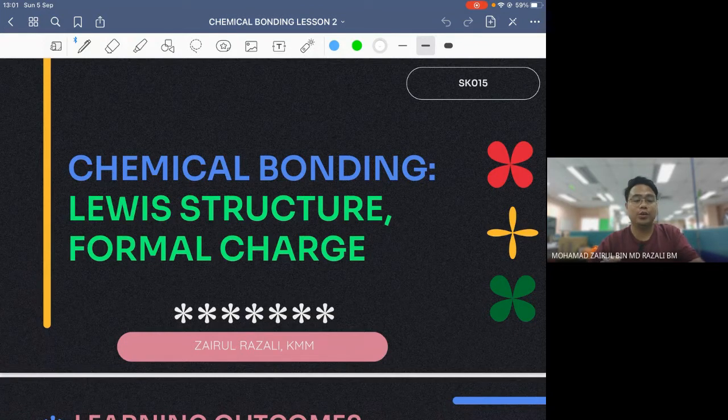Okay, so right now we're in lesson 2, chapter 4, which is chemical bonding. And in this lesson, we're going to cover two subtopics, which are the Lewis structure and also the formal charge of the element in the Lewis structure.